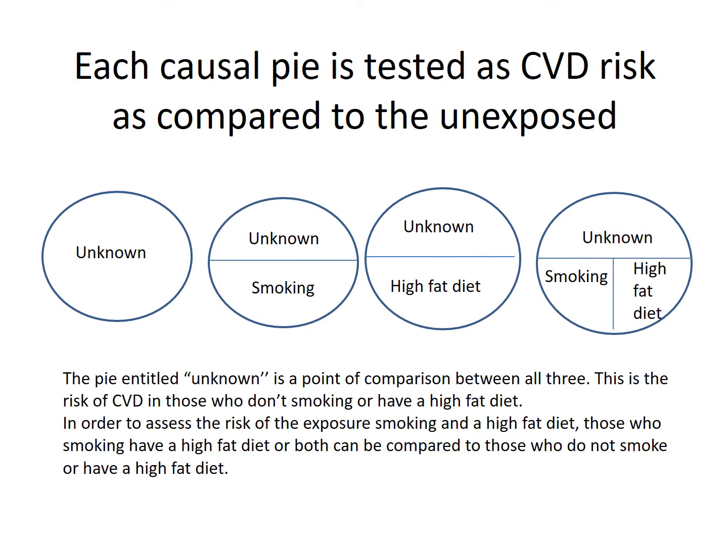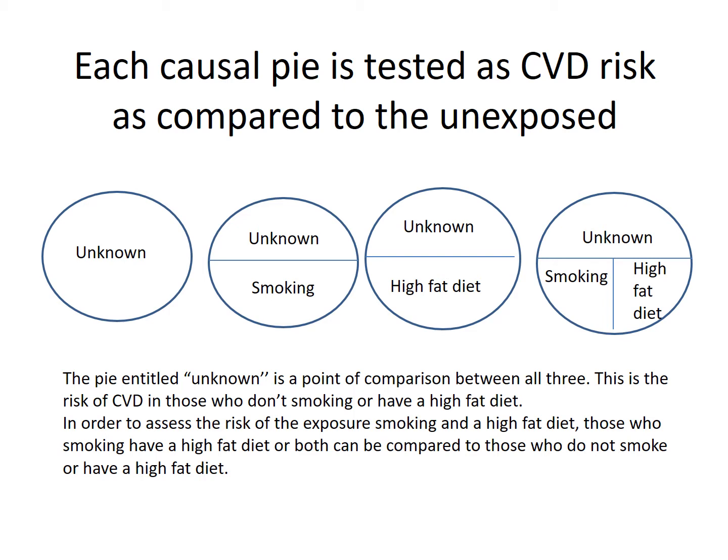So now I'm going to throw in the concept that some people are getting the disease, they're getting cardiovascular disease, even though they don't smoke and they don't have a high-fat diet. And those are the people we're comparing to when we create our risk ratios. And that becomes important because we're saying, well, it's not just smoking, it's not just the high-fat diet or the combination of two, but we're also looking for an excess risk in comparison to those people who don't have either one of these risk factors.